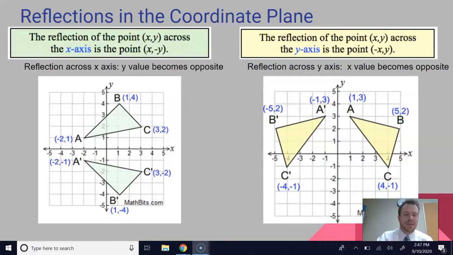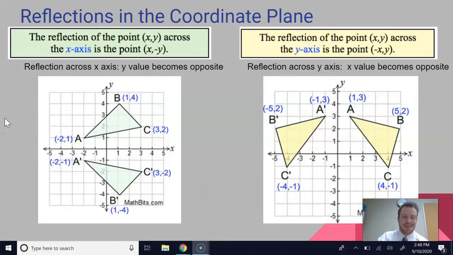So when you reflect across the x-axis, the y value becomes opposite. And you can see that in this formula. All right, so we have the original point, x, y. Well, it becomes x, it looks like negative y, but let's say x, the opposite of y, because that helps us to remember if a number becomes opposite, if it's positive, it becomes negative. If it's negative, it then becomes positive.